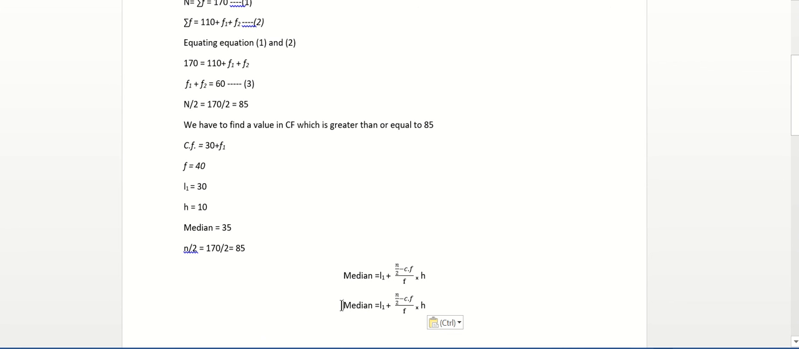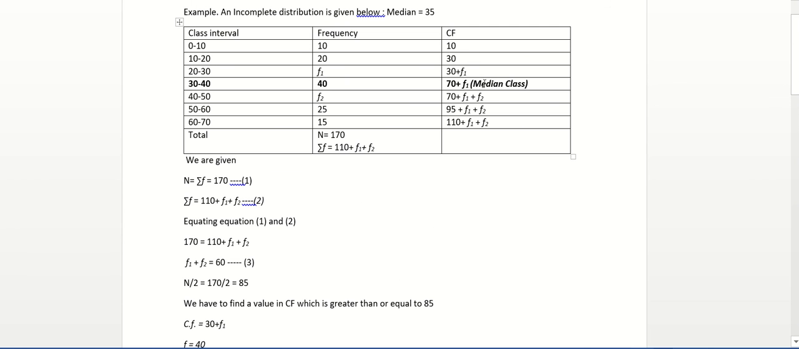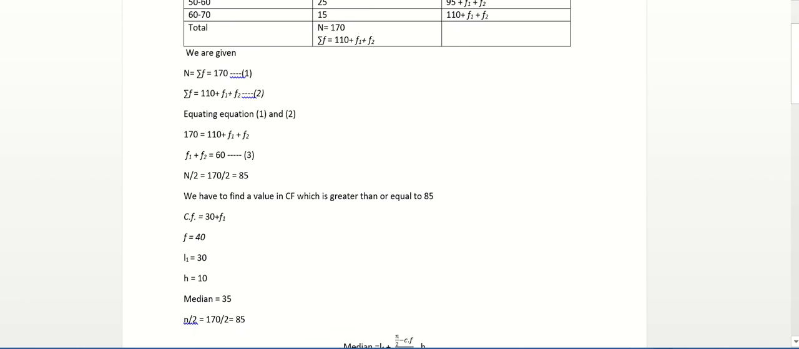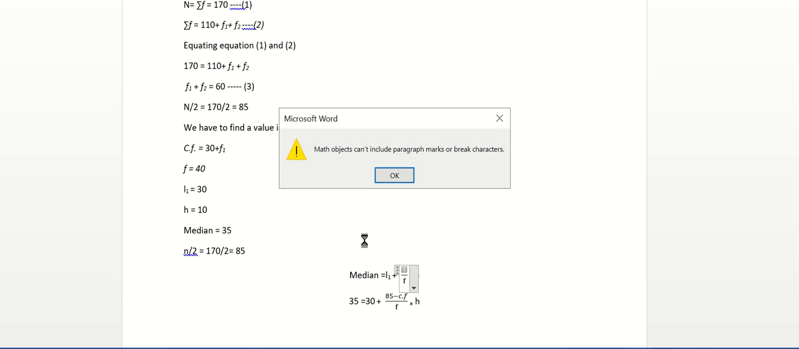So here median is 35, which is already given to us. L1 is 30. N by 2 is 85. CF we have to take which is above the median class, so I will take 30 plus F1.